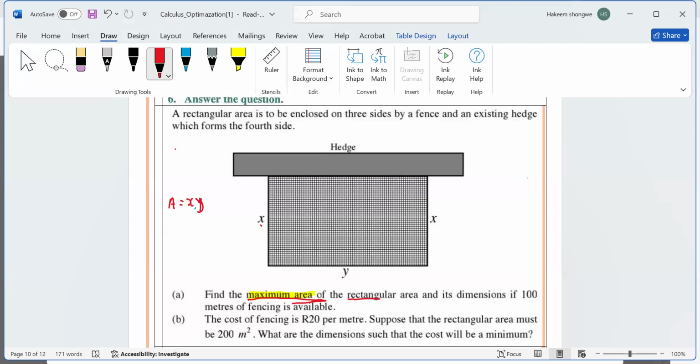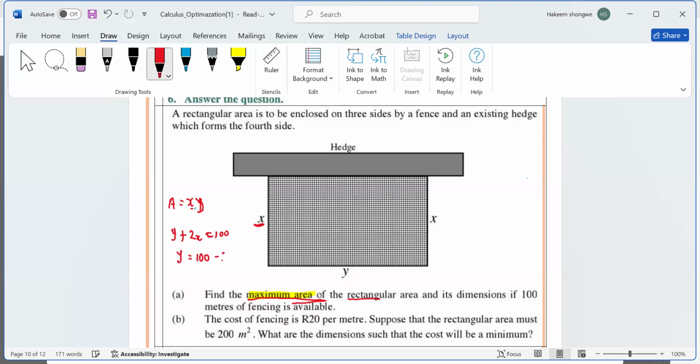So here, what did you say about the perimeter, Madison? How many X's do you have here? Check for the fence. You have 1 Y and 2 X's. So you're going to say Y plus 2X is going to be equal to 100. Why are we doing this now? We're trying to eliminate the X multiplied by Y. So you're going to make Y the subject.